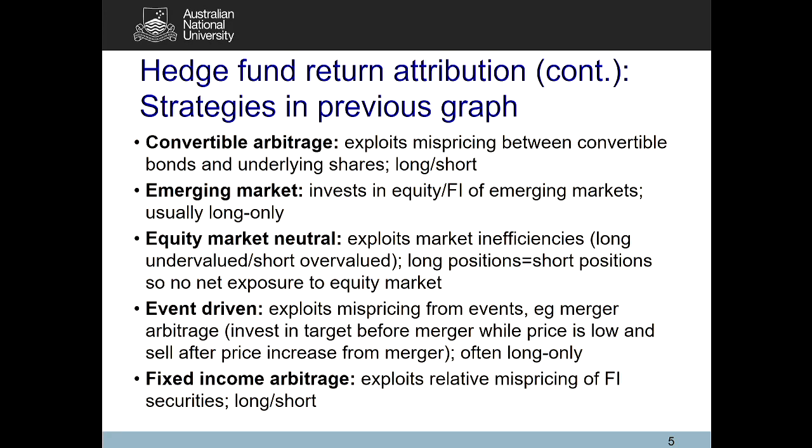So convertible arbitrage exploits mispricing between convertible bonds and the shares that underlie those convertible bonds. So it's a long-short strategy, and typically what happens is you go long in a convertible bond that will give you the ability to convert that bond into stock at a predetermined time and at a predetermined price.